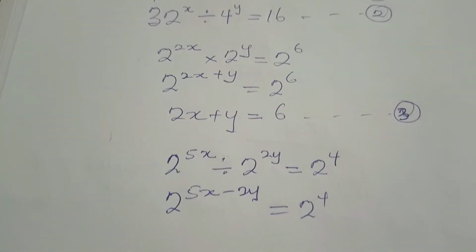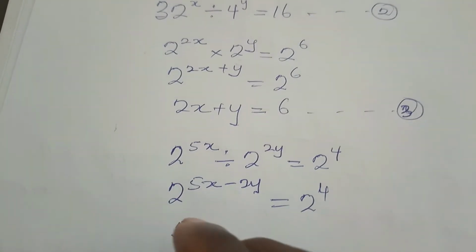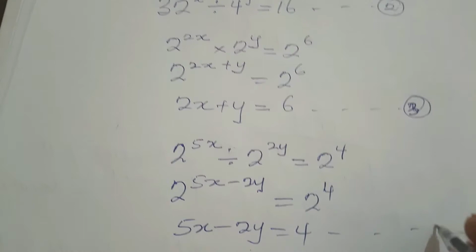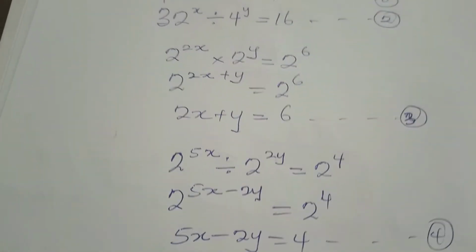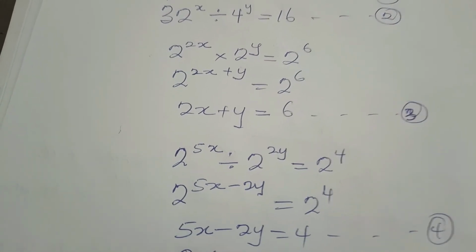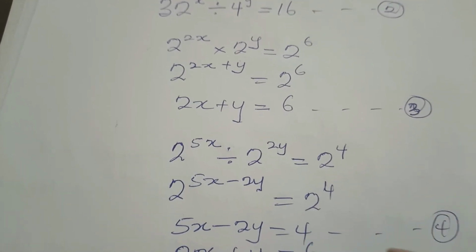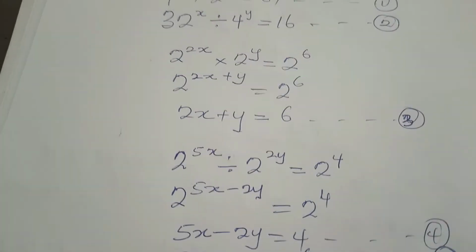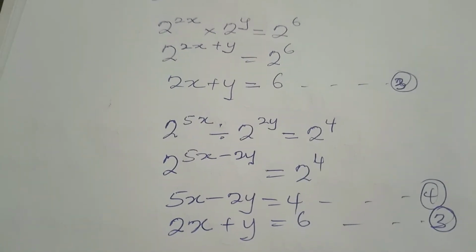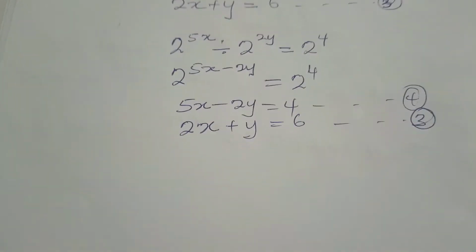And then the bases are the same, so we equate the exponents to get 5x minus 2y equals 4. Equation 4. Again, let me just write equation 3 under it so that it will be easier for us to work with. 2x plus y equals 6. Equation 3. Don't increase the number, because this is just the equation we are repeating, so it should still be equation 3. Now here I promise to use the elimination method, and I want to eliminate y.